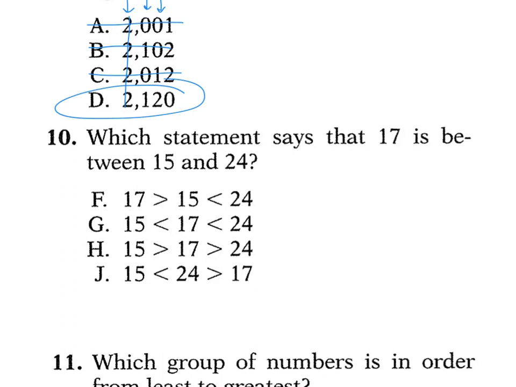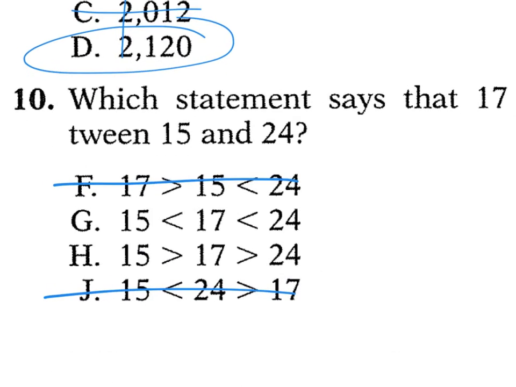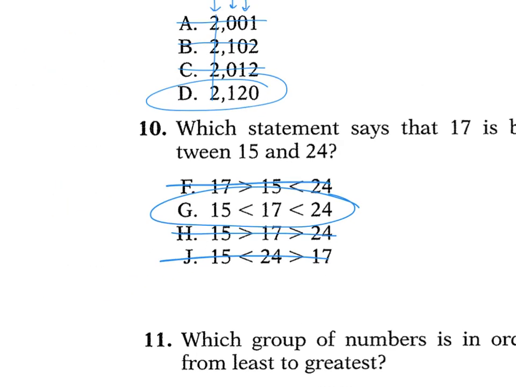Number 10. Which statement says that 17 is between 15 and 24? So 17 has to be in the middle if we're saying that it's in between. So we can cross out F and we can cross out J, because in those two, 17 is not in the middle. Here, for G, we have 15 is less than 17 and 17 is less than 24. That makes sense. But for H, we have 15 is greater than 17, which is not true. So our answer choice is G.